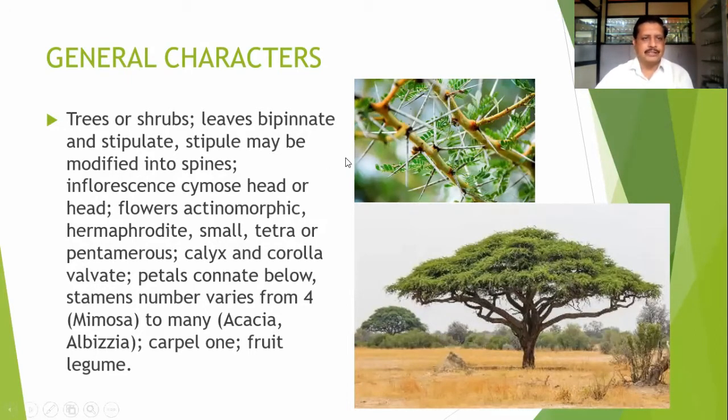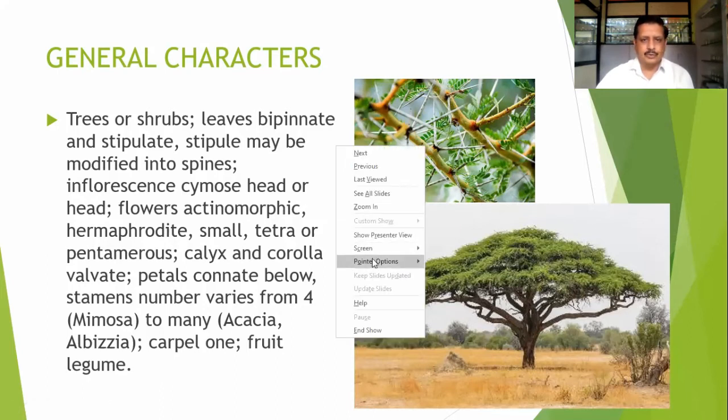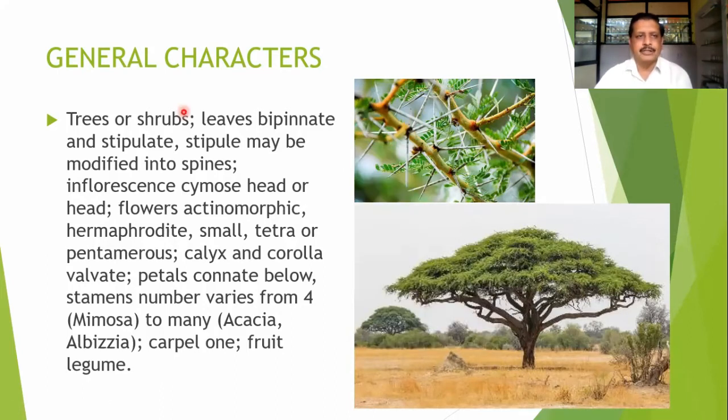Here you can observe that it is known as the Acacia family, where the common habit of the plant is normally trees or shrubs. Leaves are normally bipinnate and having a small stipule. These stipules may get modified into a thorn-like structure. Here you can observe the thorns.